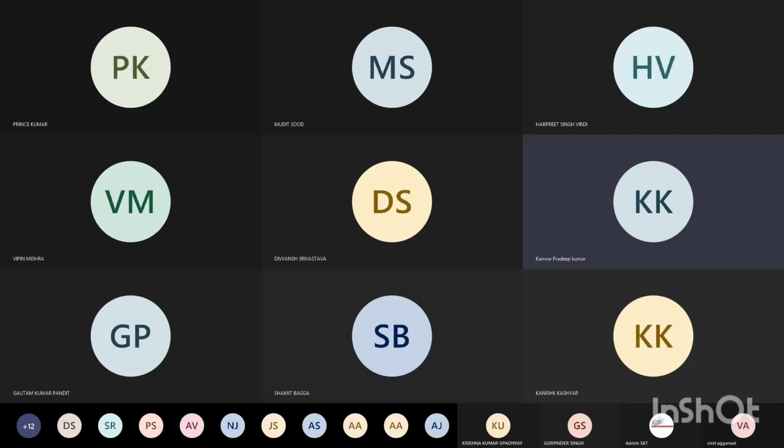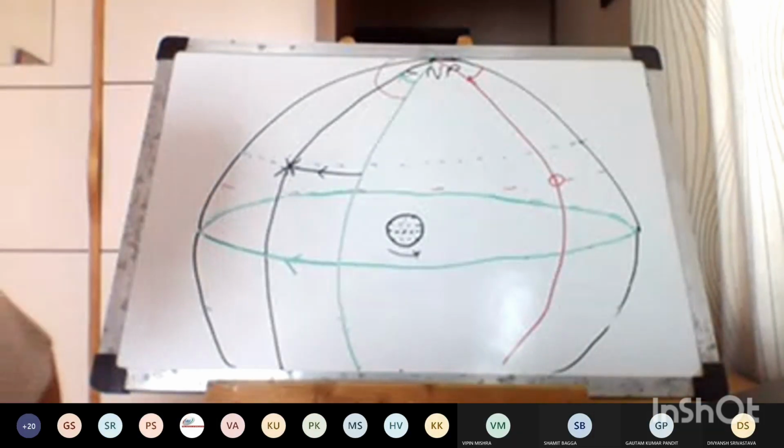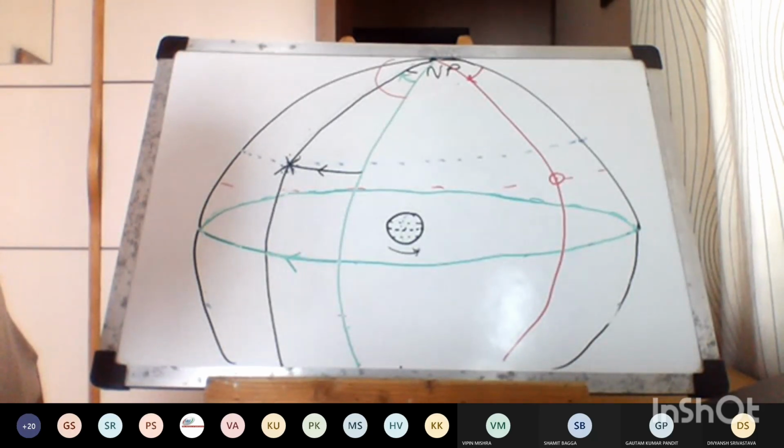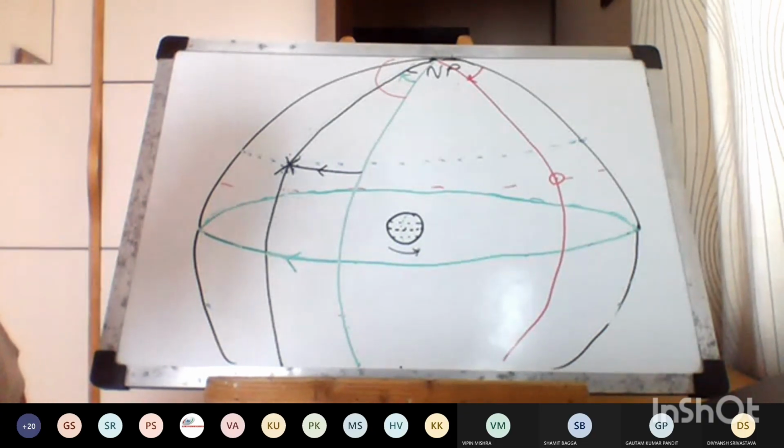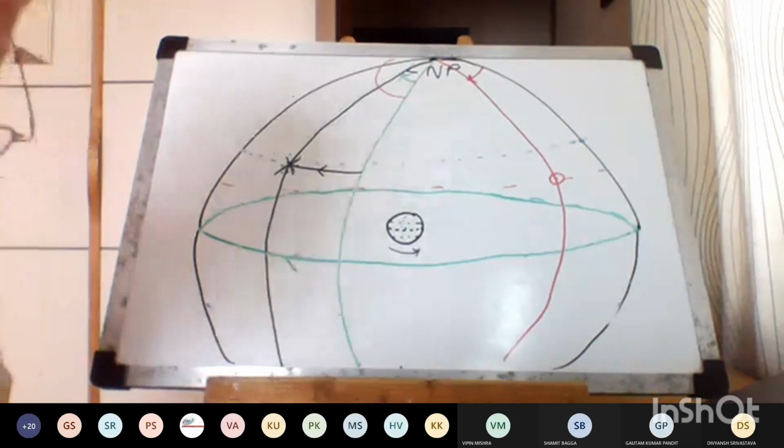Relationship between the celestial sphere and the Earth. If we develop a relationship, we will be able to get some coordinates for the heavenly body on the Earth, by which we will be able to find our position.